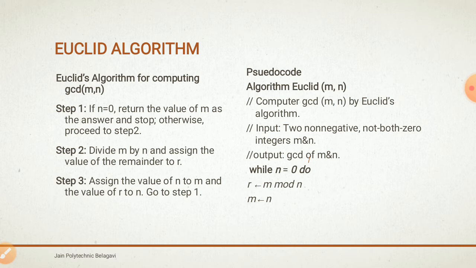While n is not equal to 0, do these operations. What operation? m mod n, whatever remainder comes, we are assigning that value to variable r, and m equal to n. Whatever n value is there, whatever we saw in steps 1, 2, 3, the same is represented with the help of this pseudocode, and we are assigning n value to m.